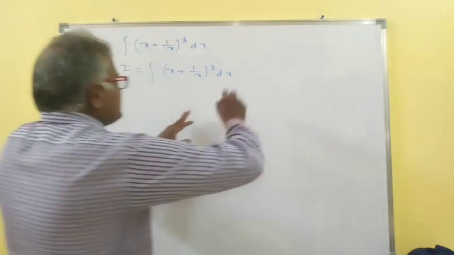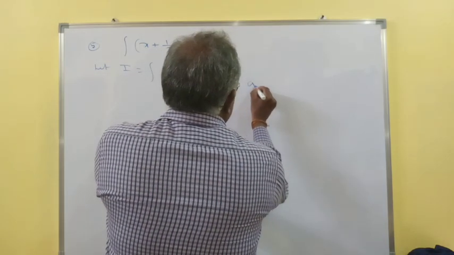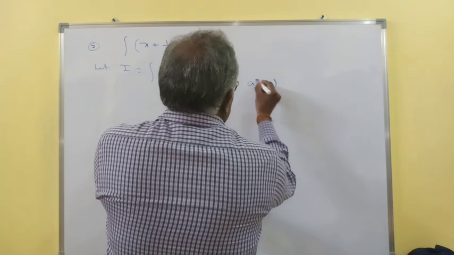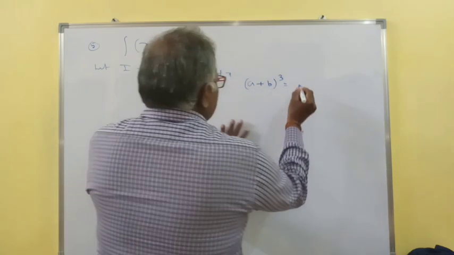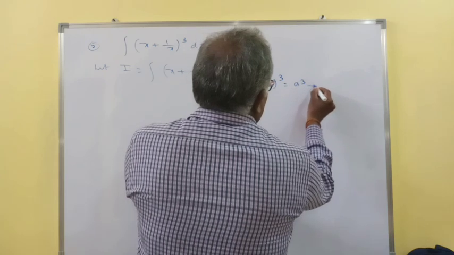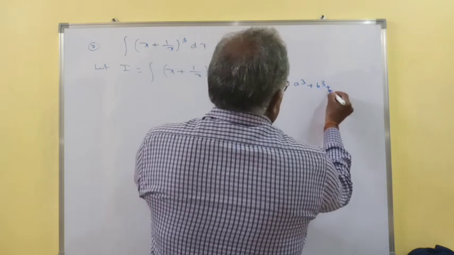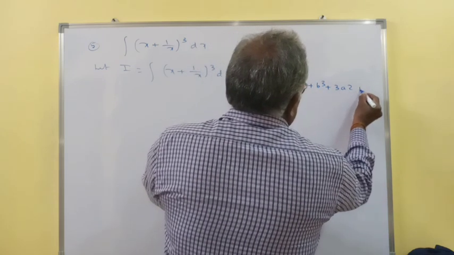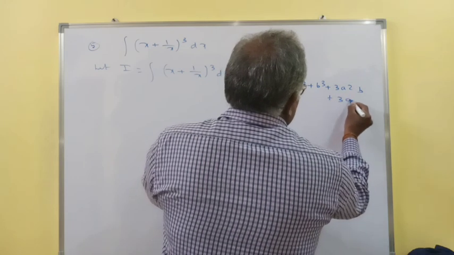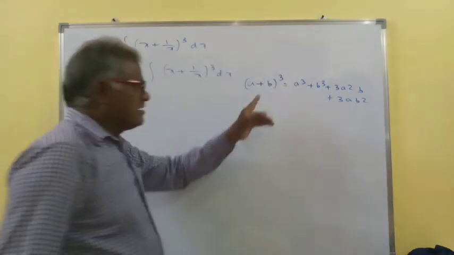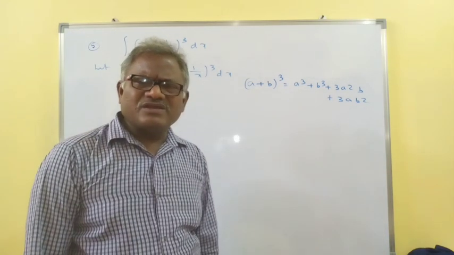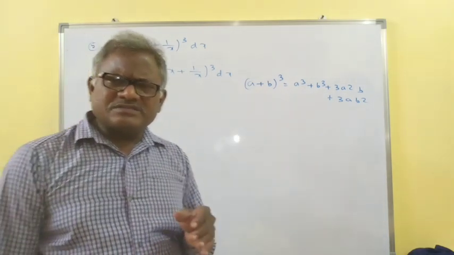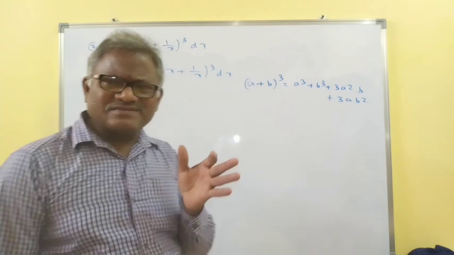So first of all you should apply the formula for a plus b whole cube. A plus b whole cube is equal to a cube plus b cube plus 3a square b plus 3ab square. A plus b whole cube means a cube plus b cube plus 3a square b plus 3ab square. Okay.